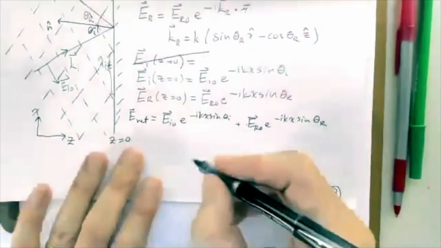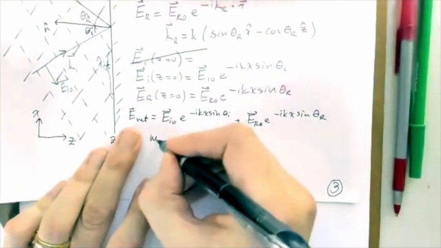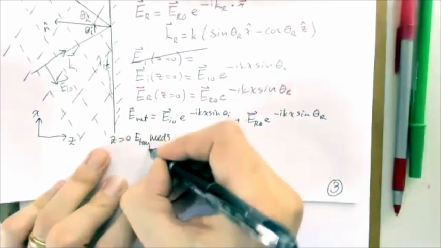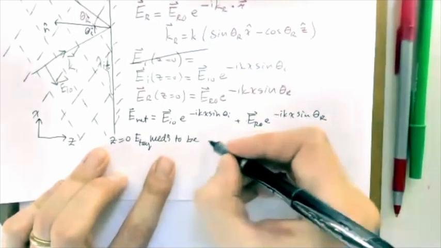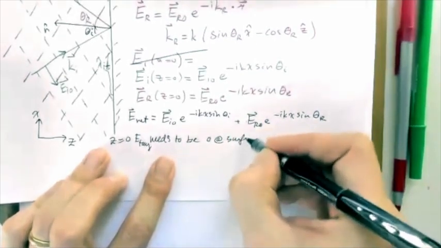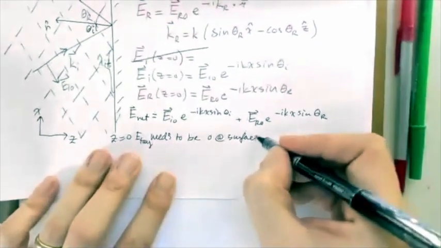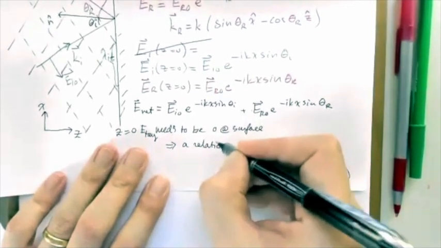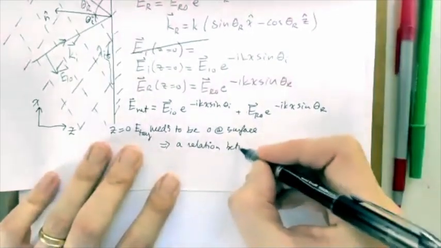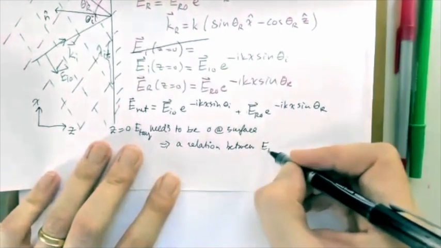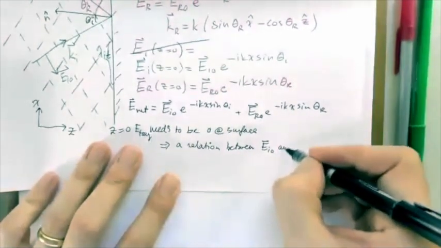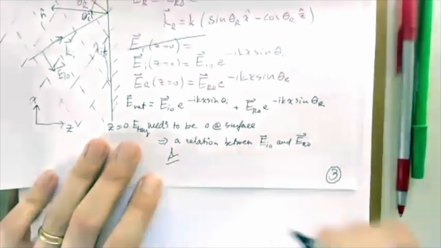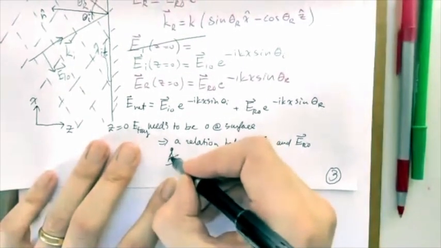So we'll get, this needs to be 0, so E tangential needs to be 0 at the surface, which means that there is a relation that I don't want to talk about because it's messy. There's a relation between E_I0 and E_R0, and that's a sloppy and.